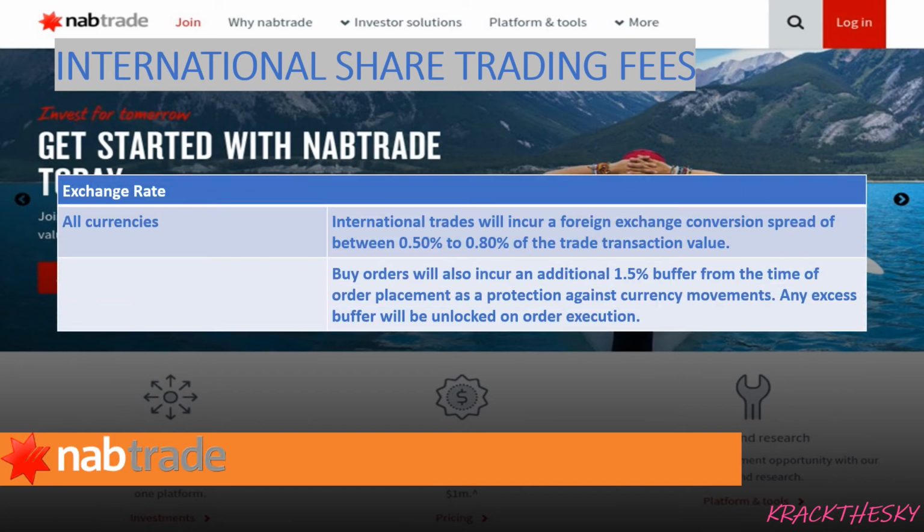There's also a few additional fees associated with your international trades, and that will be mainly a foreign exchange conversion spread. It's typically between 0.5% and 0.8% of the transaction value. Also, buy orders will incur an additional 1.5% buffer from the time of order placement as a protection against currency movements. Any excess buffer will be unlocked on order execution, I should say.